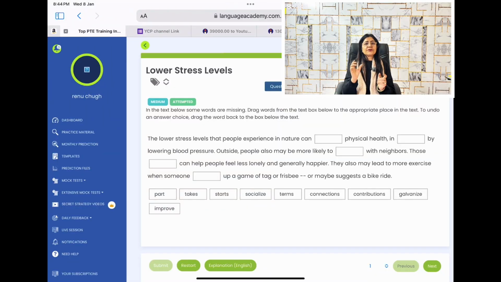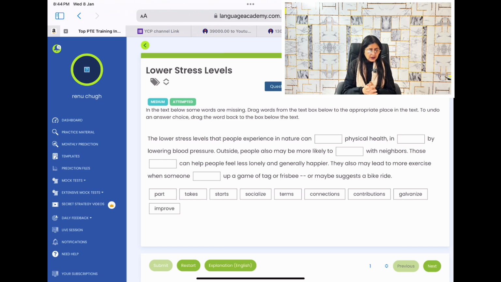Now here is a passage in front of you, and I have taken this passage from Language Academy. You can take it from any app of your choice, be it Gooddly, PTE Tutorials, or whatever is feasible for you. If you know the right strategy, you can solve it from anywhere, okay?